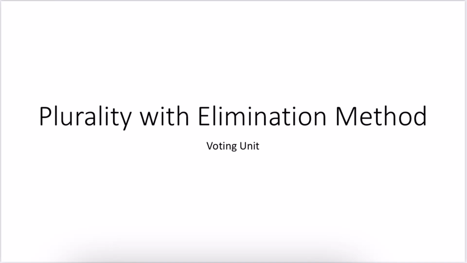Everybody. In this video, we're going to talk about how to use the plurality with elimination method to determine the winner of a preference vote. So the plurality with elimination method is also called instant runoff voting. And that is a term that's often used if they use it in an election.